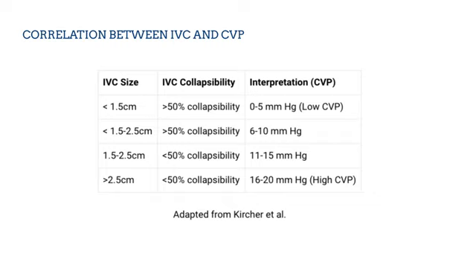An IVC of more than 2.5 cm and less than 50% collapsibility correlates to the CVP of 16 to 20 mm of mercury, which is a high CVP.